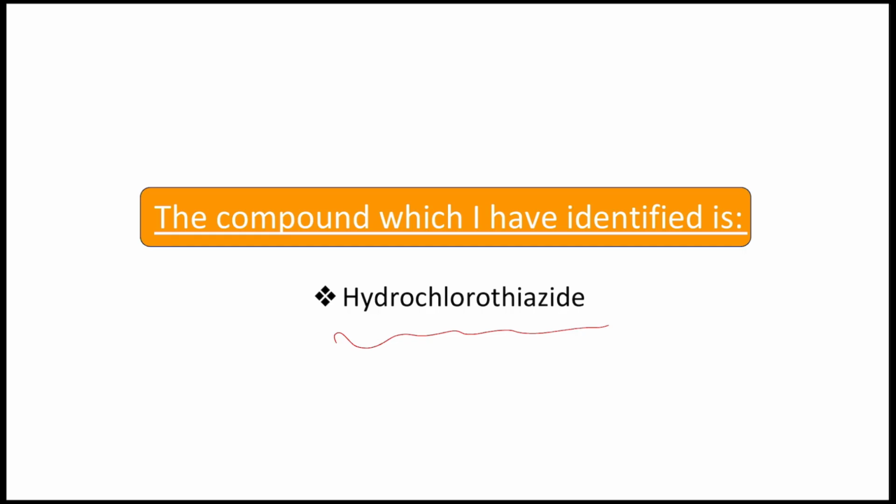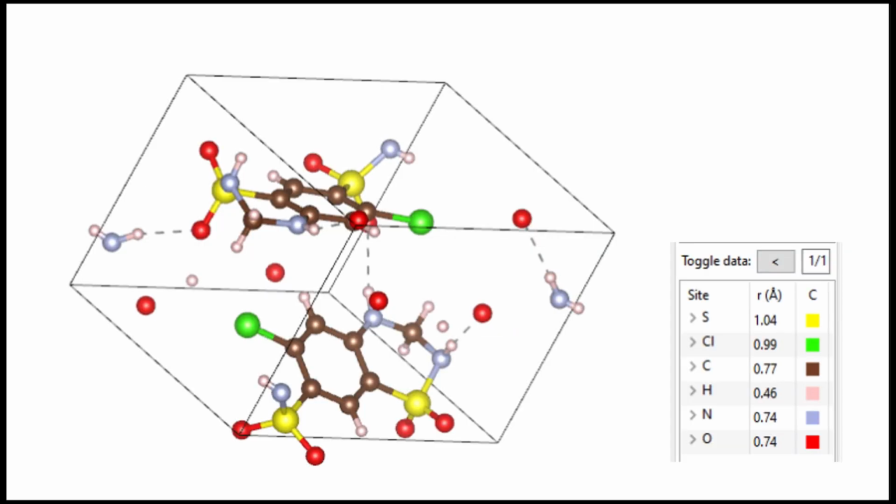The similar steps we are going to follow for the second compound. But before that, we had to visualize it in the Vesta software, and this is how it looks. As you can see, these yellow atoms are sulfur, green are chlorine, then sulfur. There is a six-member ring, and there is nitrogen, this gray color, and again one nitrogen here.